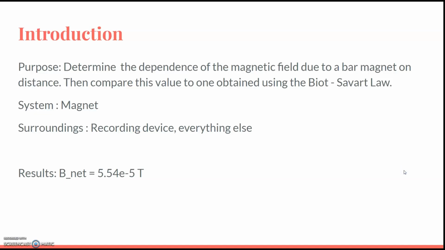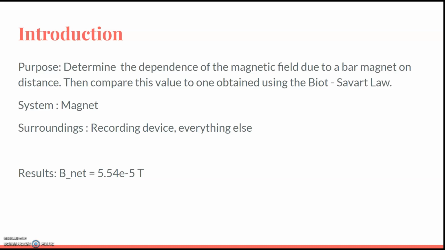So jumping right into this, the purpose of this lab was to determine the dependence of the magnetic field due to a bar magnet on distance. Then we're going to compare that value to one obtained using the Biot-Savart law. A little breakdown of the broad system: we have the bar magnet as our primary system, and then the surroundings of the recording device, so the magnet's acting on the recording device, or rather the magnetic field.